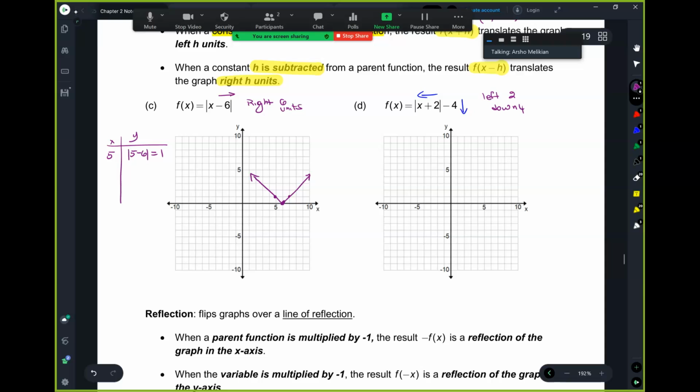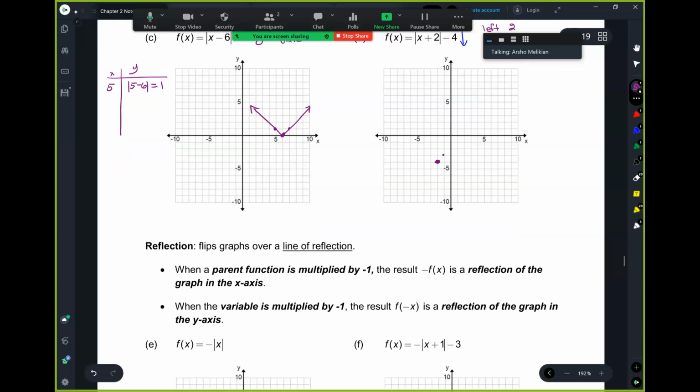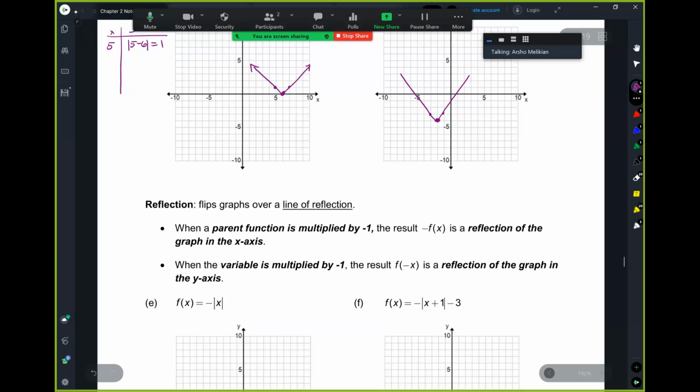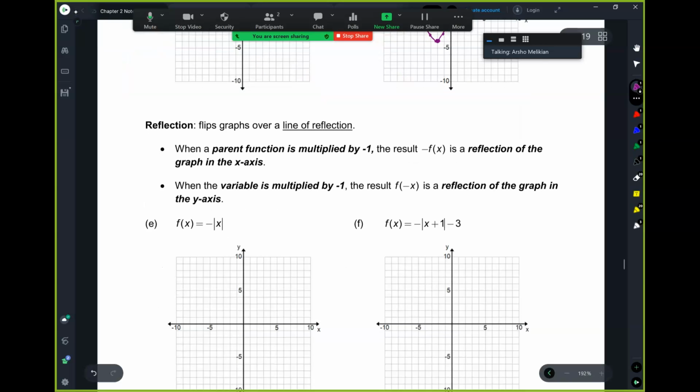So it's at -2, -4. Isn't that fun? And then from there, you still have a slope of 1 and -1, right? So up 1 over 1, up 1 over 1. Boom, boom. Okay? Isn't that fun? Right? So now you could just draw absolute value graphs no matter where you are. Okay.